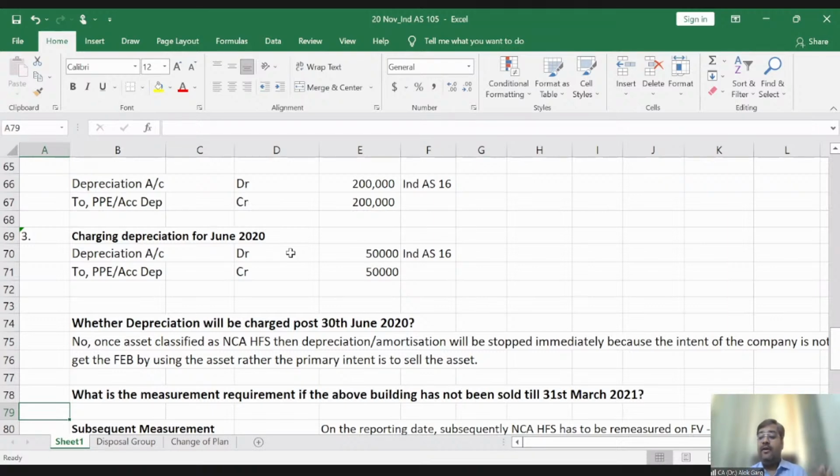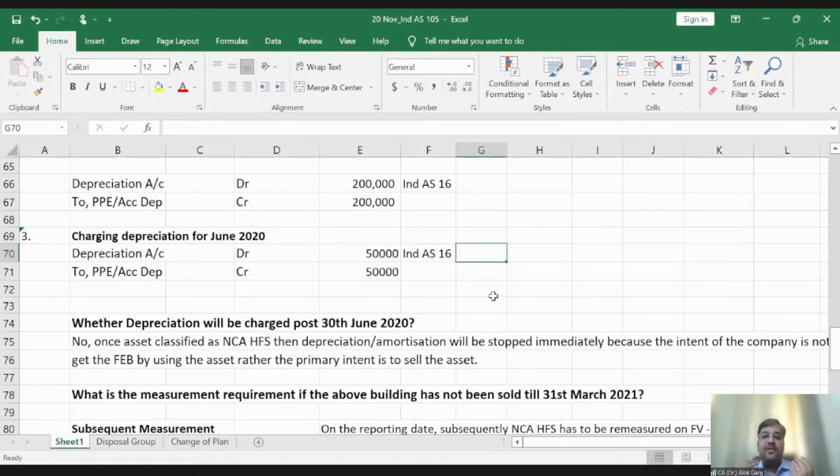Okay. Why? Your intent is to sell this asset, right? So depreciation and amortization stop automatically once this asset has been classified as held for sale, right? Clear? Okay. Sir, what is the subsequent measurement? Initial measurement we have understood, right? Depreciation, amortization part we have understood.